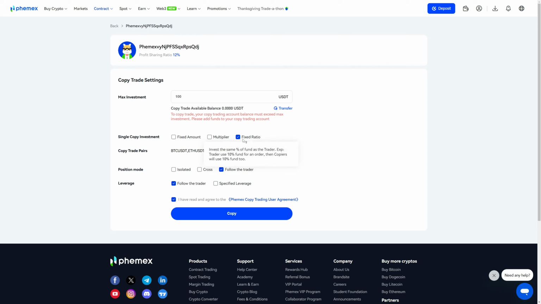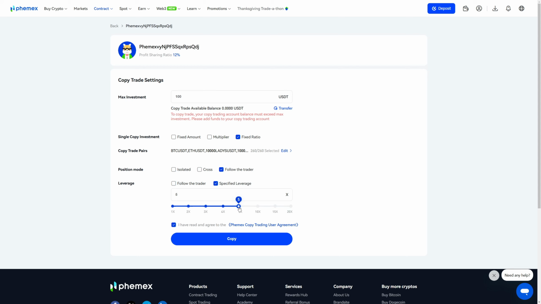So I have the fixed ratio to follow the trader, I have the position mode to follow the trader, and the leverage to follow the trader. Because in this case, I really want to copy the exact strategy of the trader. But if you have a specific copy trading strategy, then just feel free to change the settings. You have a lot of options here. Go ahead and do that.